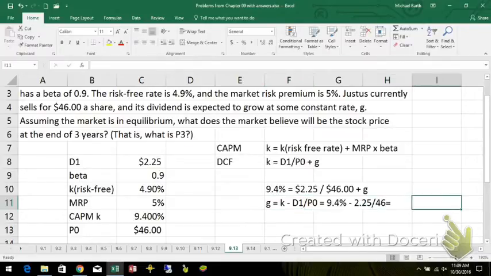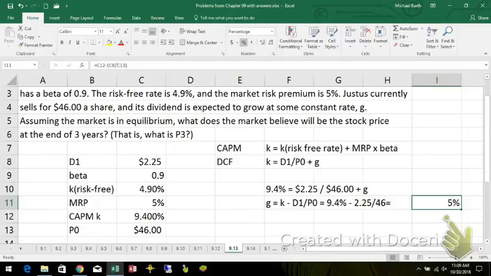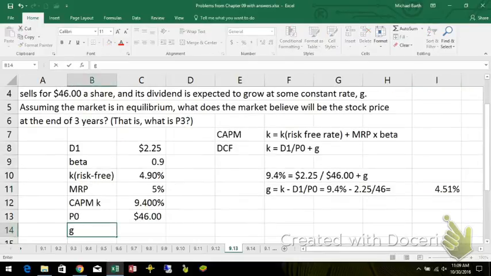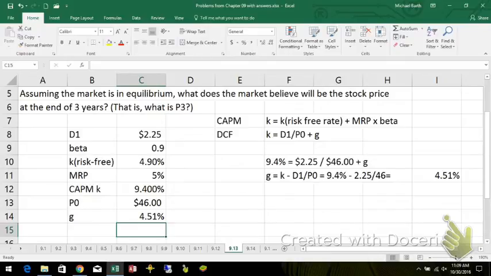And so plugging those numbers in, 9.4% minus D1 over P0, and I get right around 4.5% as the constant growth rate. So that'd be G, 4.51 with rounding. So what does the market believe the stock price will be at the end of 3 years?